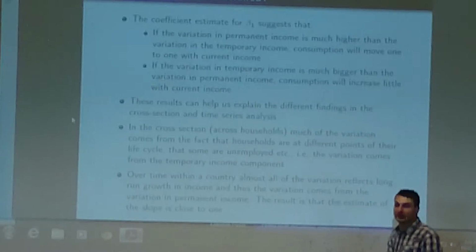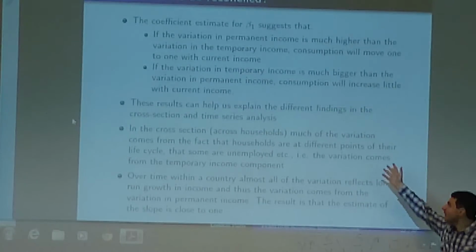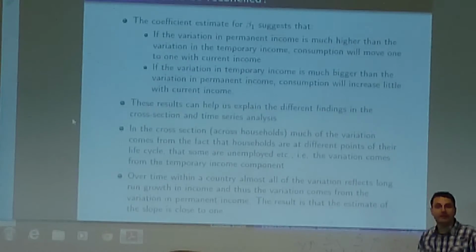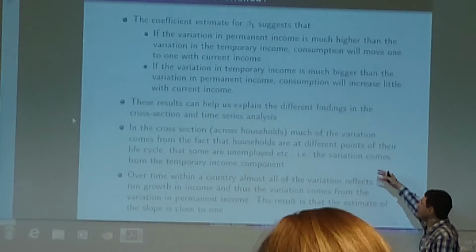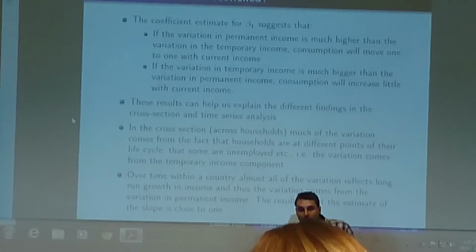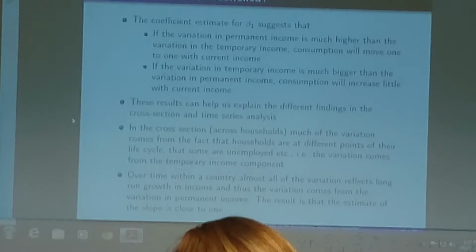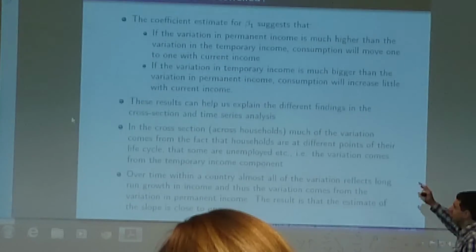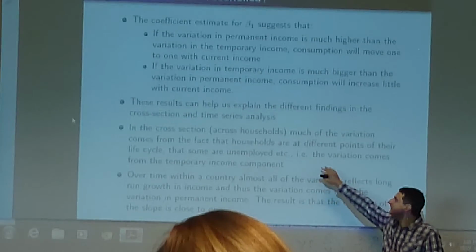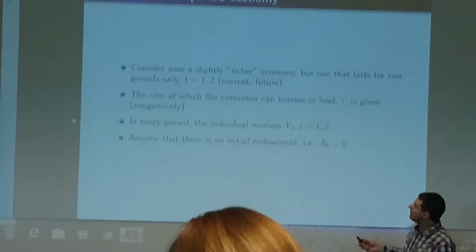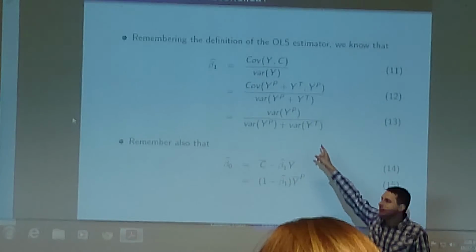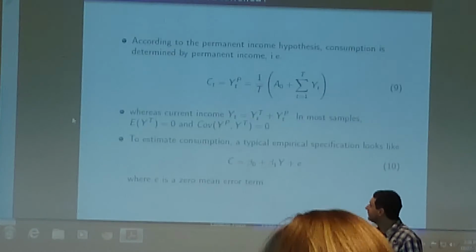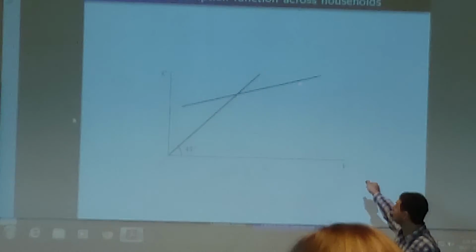In cross-section household studies, much of the variation in income across households comes from the fact that households, for instance, are at different points of their life cycle. Some of them may be unemployed, some of them may have bad luck. The variation comes mainly from the temporary component of income. If the temporary component of income is important, beta will be far away from 1, and you will have a constant that is non-zero. You will have a consumption function like this.